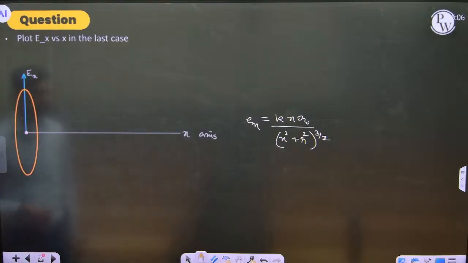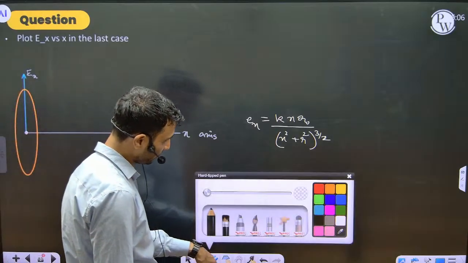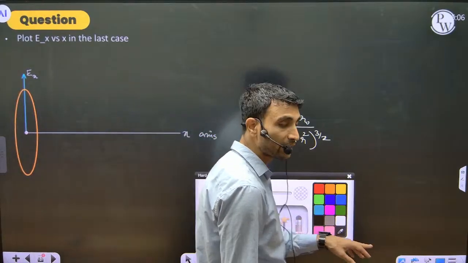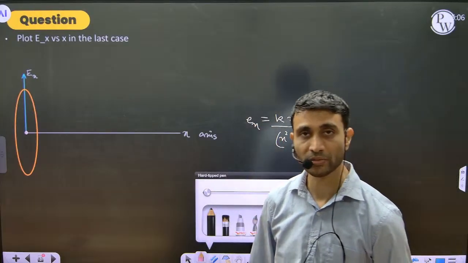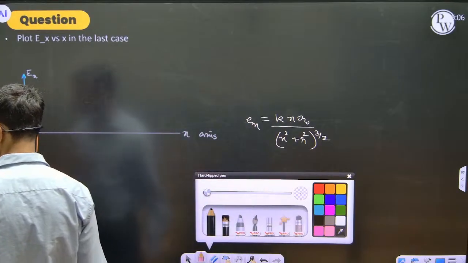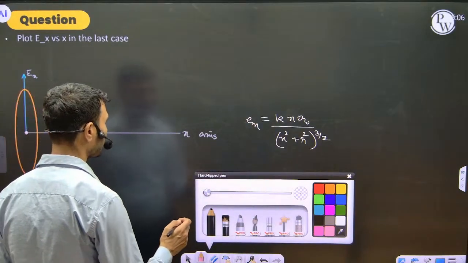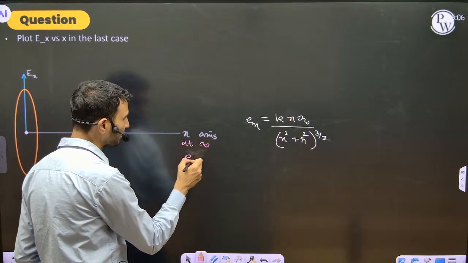Now, let us investigate some values, investigate the value of electric field at some specific points, right? At some specific points. So, starting with which specific point? Let's say at infinity. At infinity, electric field will be how much, guys?